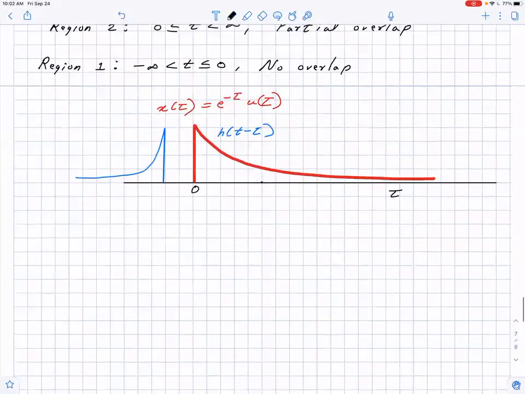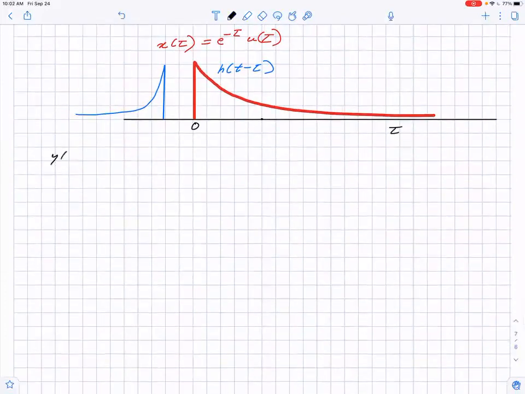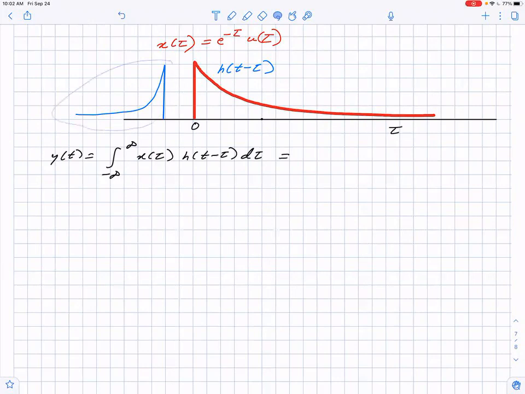And then if we look at the convolution integral, we have x of tau times h of t minus tau d tau. And what we see from the graph is that the blue function is non-zero in this range, and the red function is non-zero from 0 to plus infinity. And their non-zero segments do not overlap. So the product is always going to be 0. And as we integrate something that is 0, the answer is going to be 0.